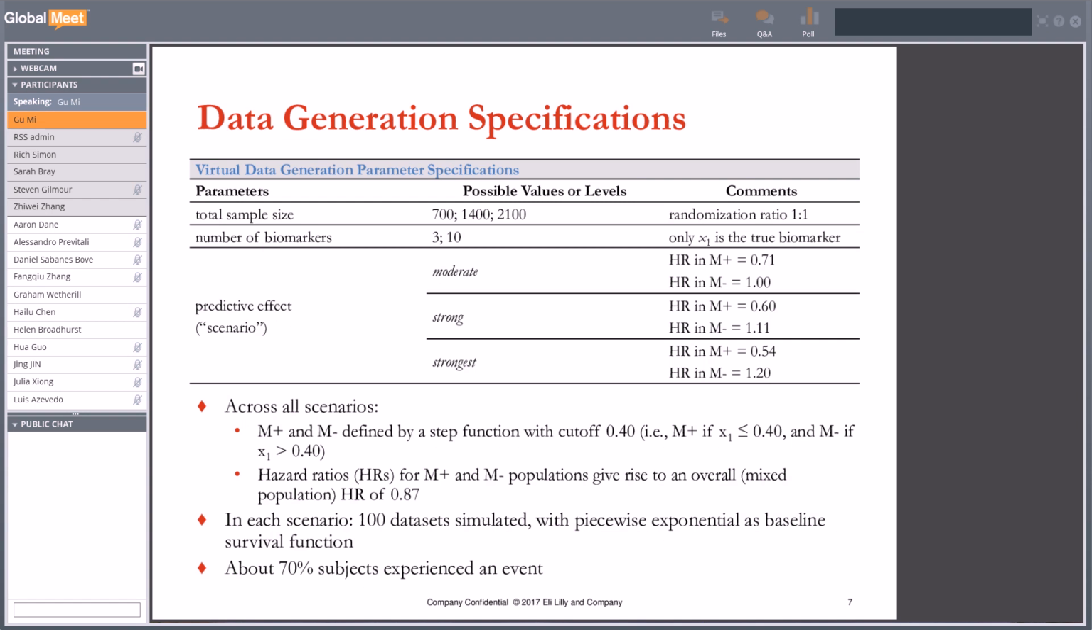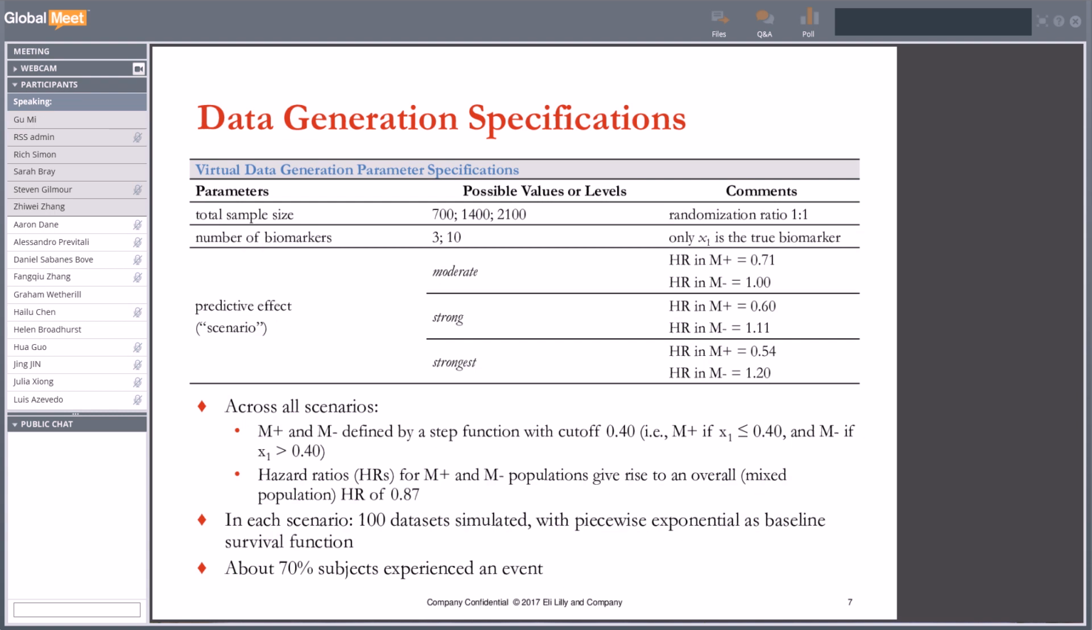On page 7, here's a summary of the data simulated. We considered 3 sample sizes, but we only show in this presentation the results of sample size 1400, that is 700 patients in each arm. 3 or 10 biomarkers will be considered, but only one true biomarker X1 is used to define the marker positive and marker negative subgroups by a step function at 0.4. The biomarker values follow a uniform 0-1 distribution.